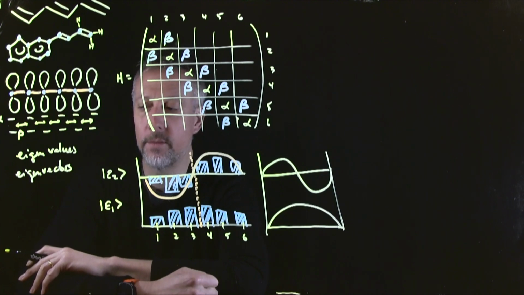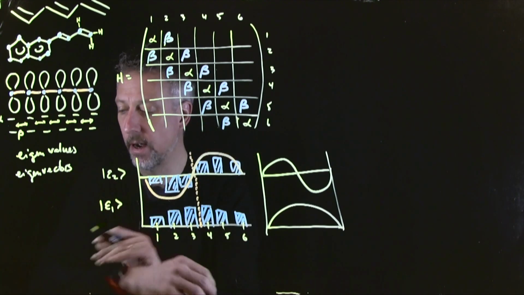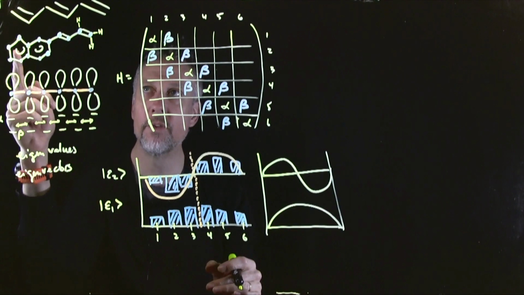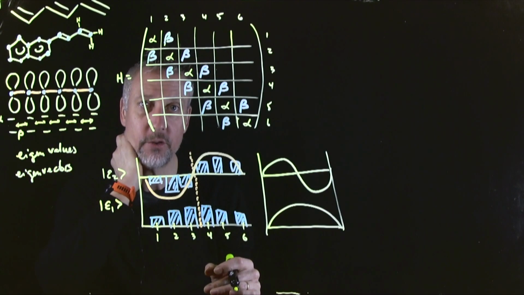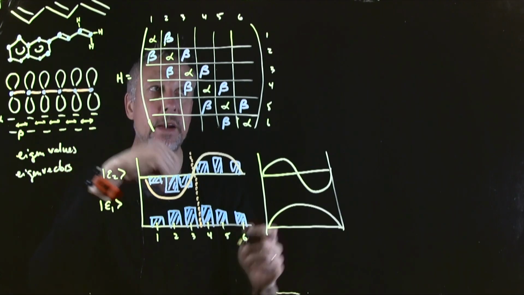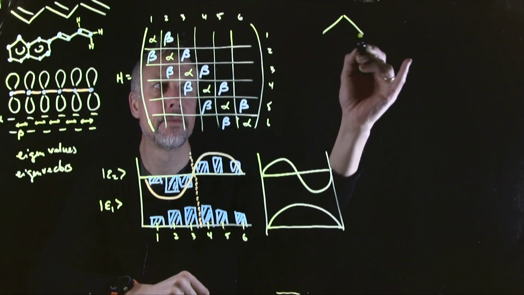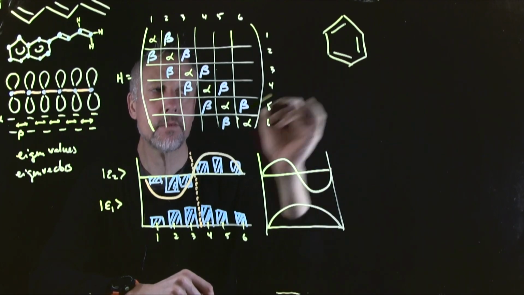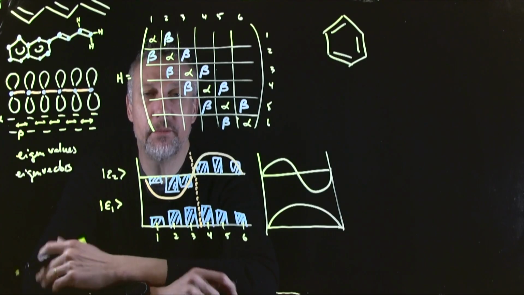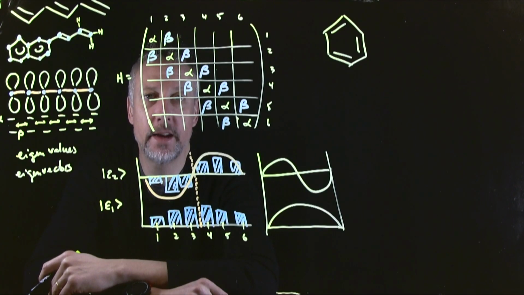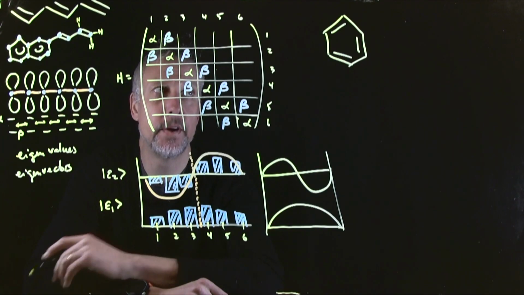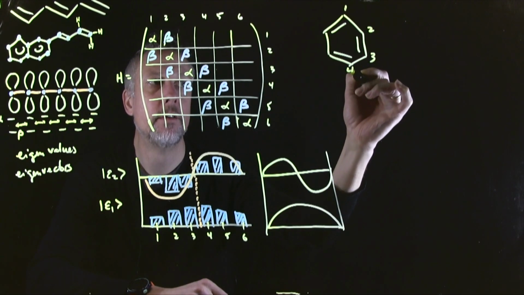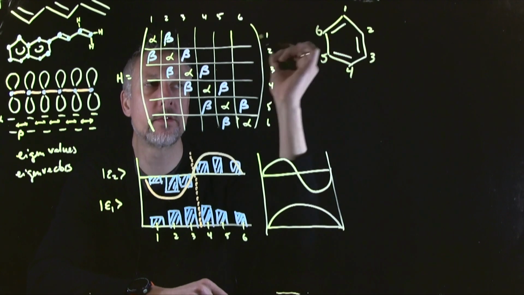Now, what else can you get from this? Just to make sure that it's very clear how useful this is. What if I change it from being 1,3,5-hexatriene? What if I turn it into benzene? Okay, to turn it into benzene, it turns out I don't have to do all that much, do I? Right? I have carbon 1, 2, 3, 4, 5, and 6.